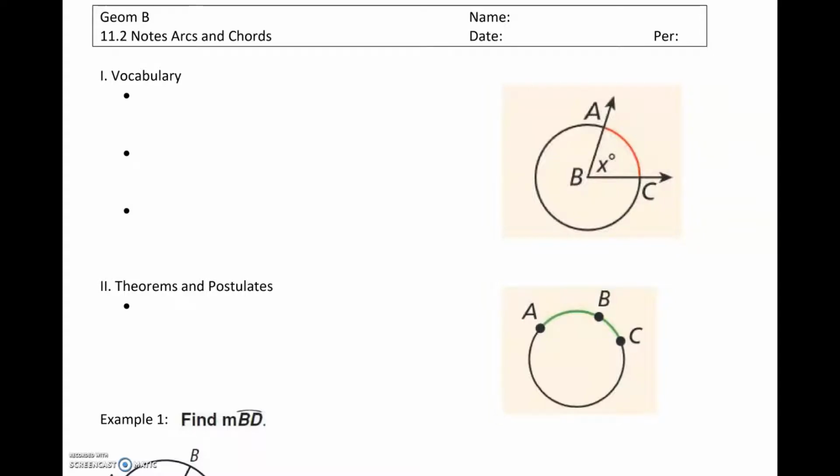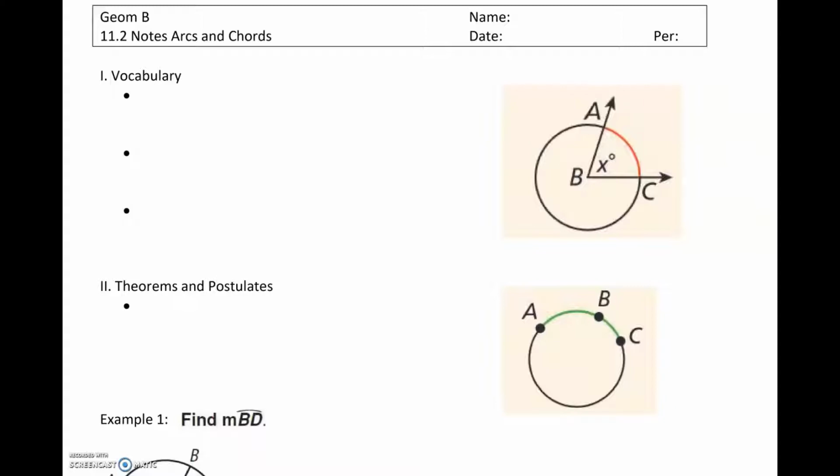So in this lesson, we're going to be talking about arcs and chords, which are other parts of circles that we want to be comfortable with because we'll be looking at theorems and relationships using arcs and chords later on, as well as formulas. So the first thing we want to talk about is what is a central angle.